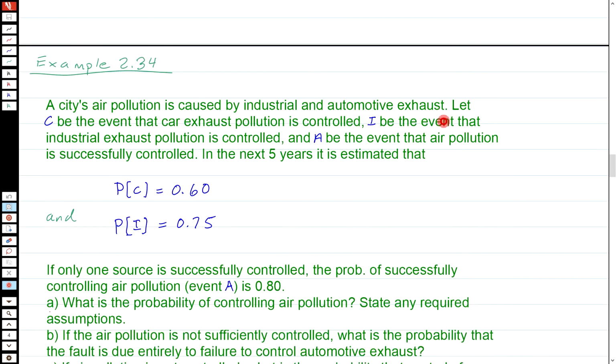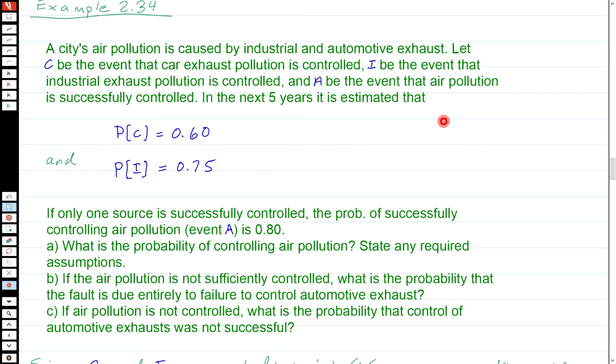Okay, so let's look at another example. Let's suppose that a city's air pollution is caused by industrial and automotive exhaust. Let's let C be the event that car exhaust pollution is controlled. That's automotive exhaust pollution. And I be the event that industrial exhaust pollution is controlled. So C and I are the events that we control the pollution from these two sources. And let A be the event that air pollution overall is successfully controlled.